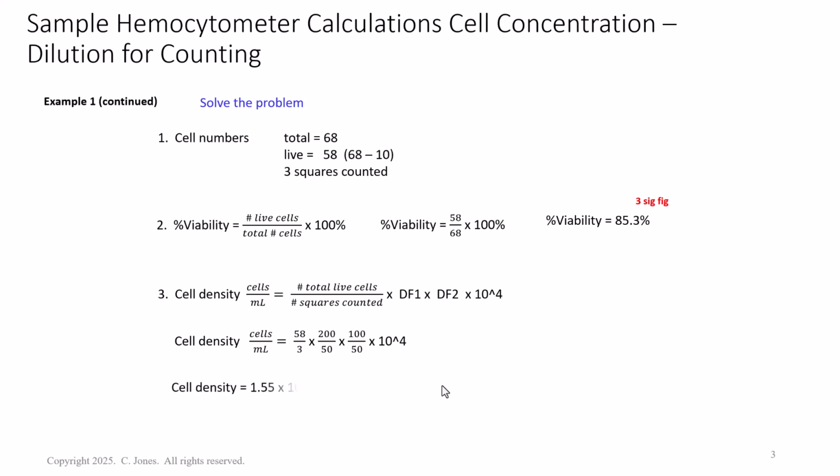So I just leave all the original numbers in there and plug them into my calculator. And when you do that, you get a cell density of 1.55 times 10 to the 6 cells per 1 mL. So in every 1 mL in that T75 flask, there is 1.55, or 1,550,000 cells. Okay? All right.